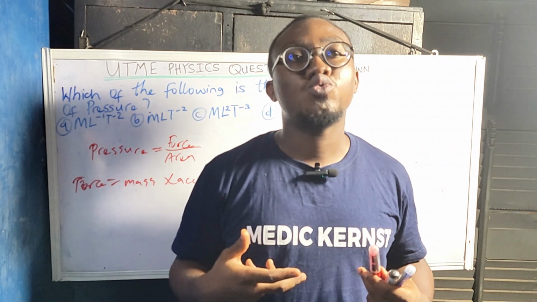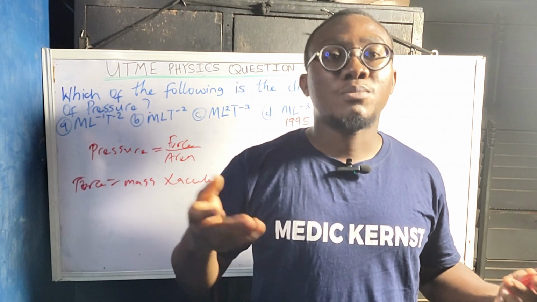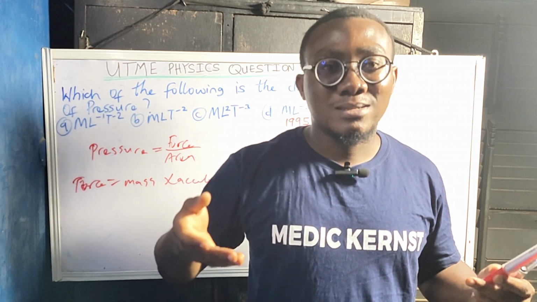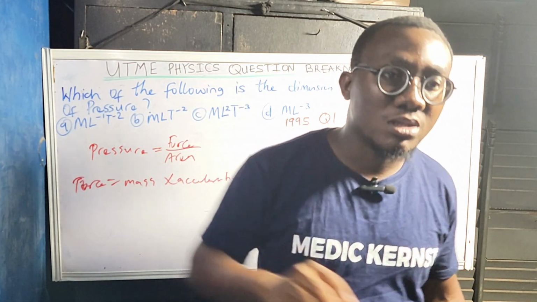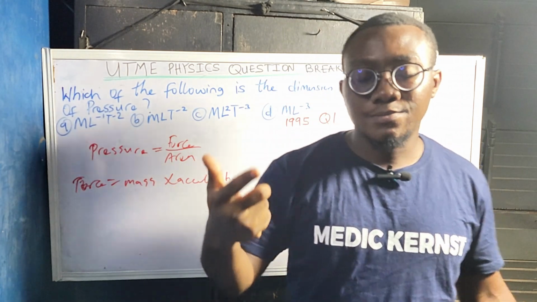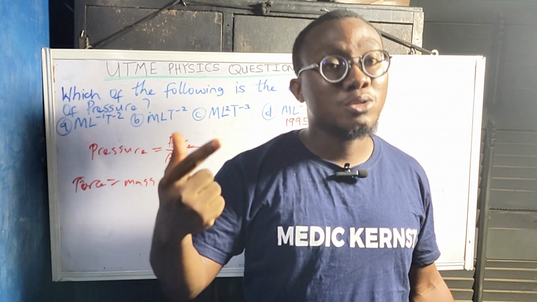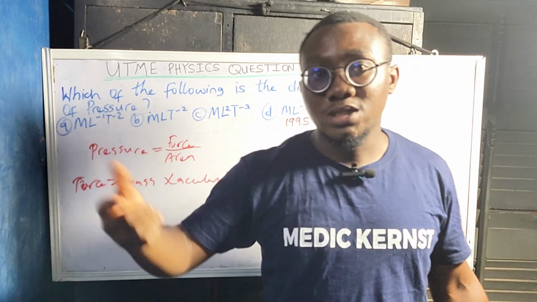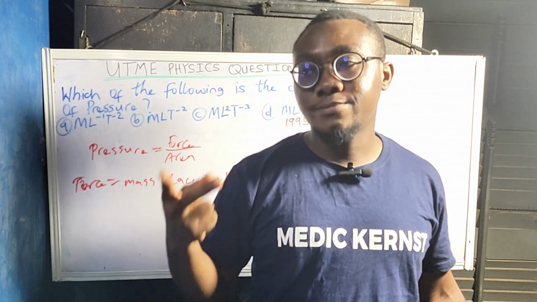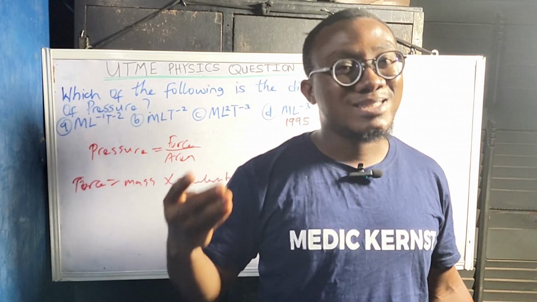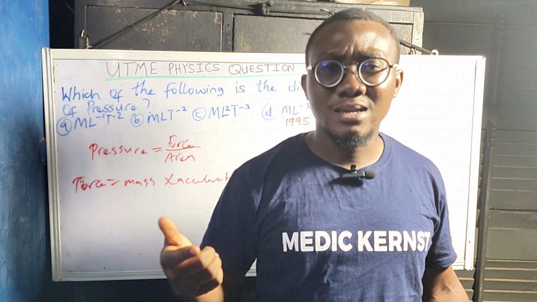Now dimension is basically you trying to represent a particular quantity with some alphabet that represent fundamental quantities. And we know we have several fundamental quantities: mass, length, temperature, time, electric current, amount of substance, luminous intensity. And each of these quantities have their alphabetical representation. For example, mass is what? M. Length is L. Time is T. Temperature is theta.